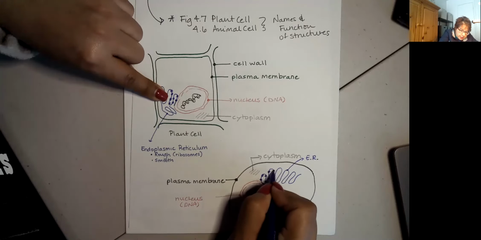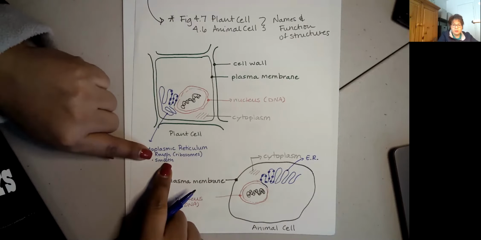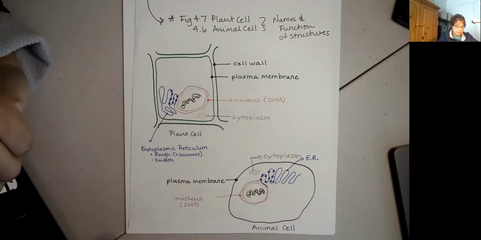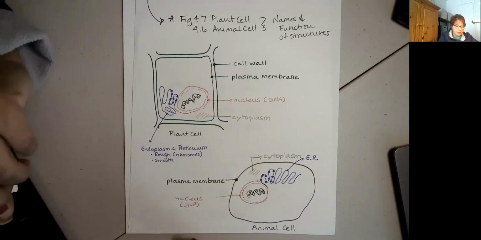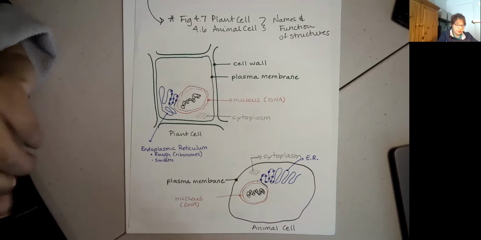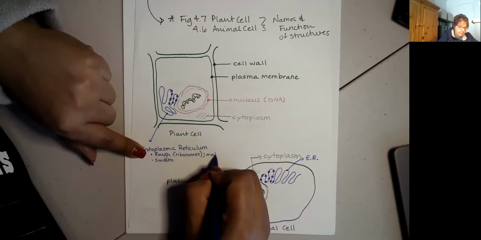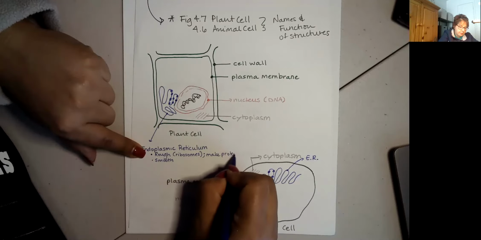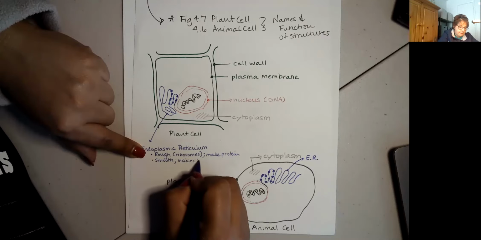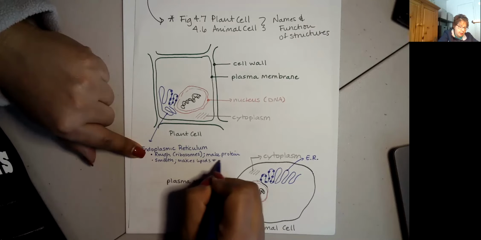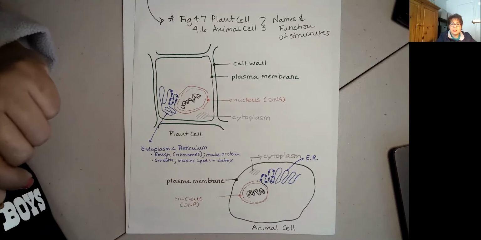The smooth ER doesn't have any of those ribosomes, so kind of the opposite of rough would be smooth. Even though they're both tunnel systems, the presence of the ribosomes kind of makes them do something a little bit different. The rough is helpful in making proteins. The smooth makes fats. And it's also important in detoxification or removing poisons from the cell.